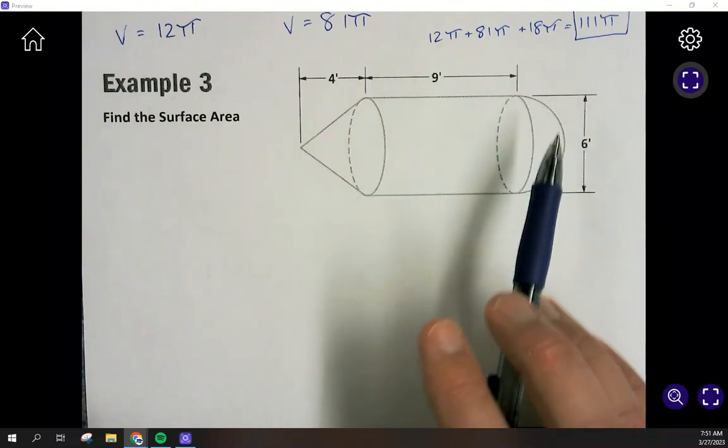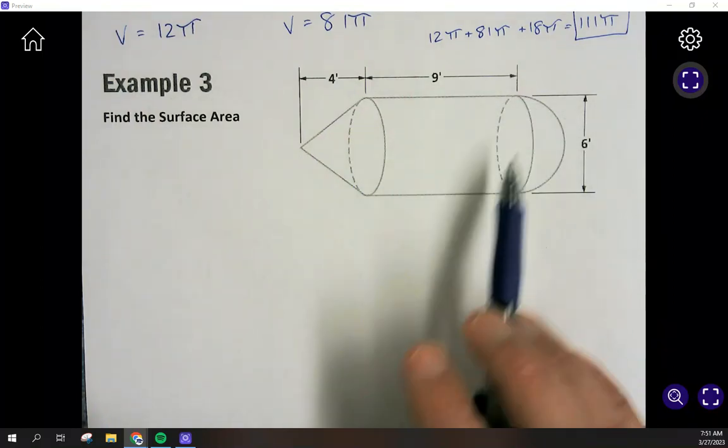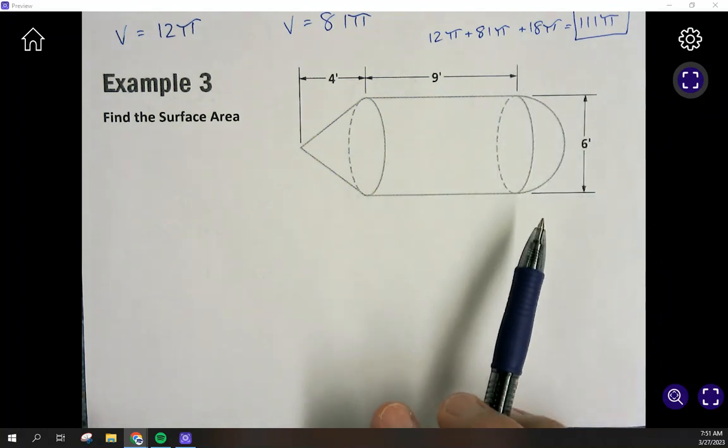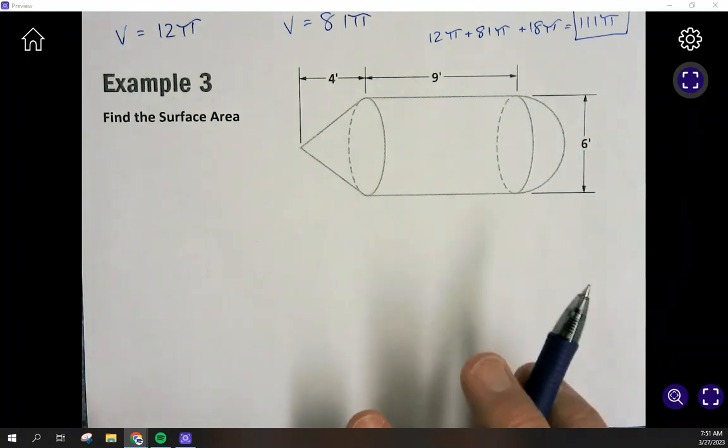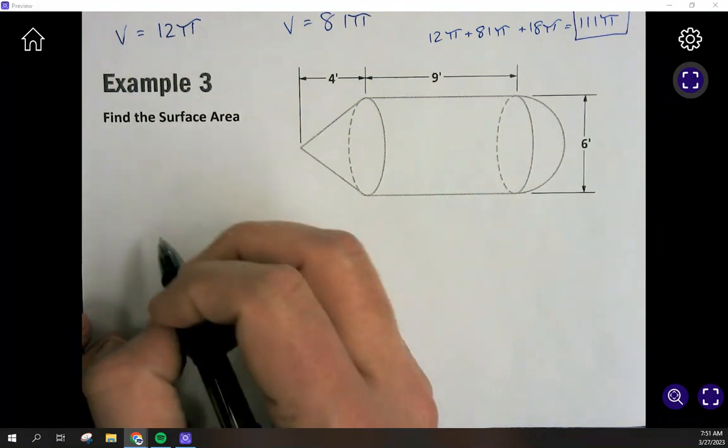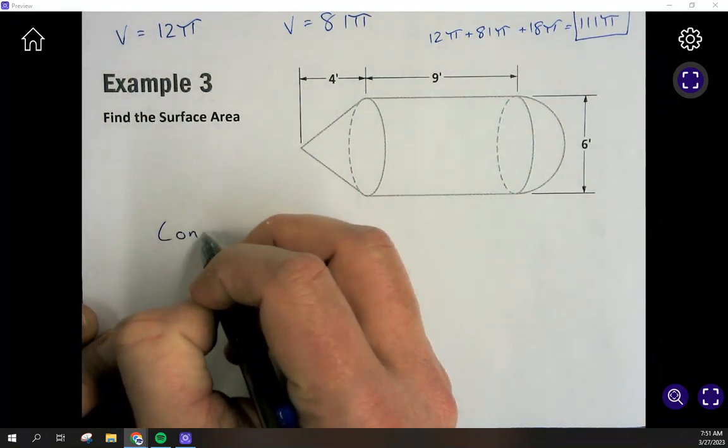It's just the full sphere. So if I just take half the surface area of the sphere, that will work just fine. I don't have to worry about taking something out of it. All right, so let's start with our cone.